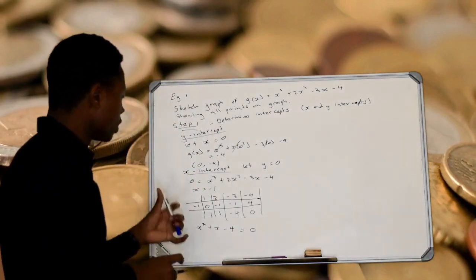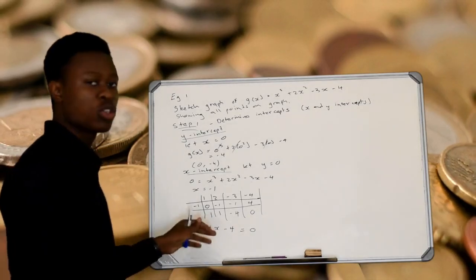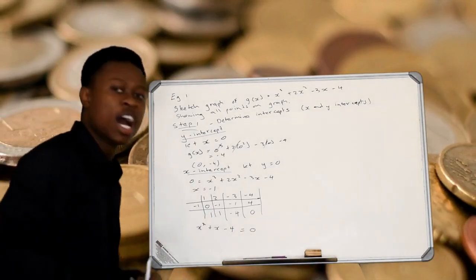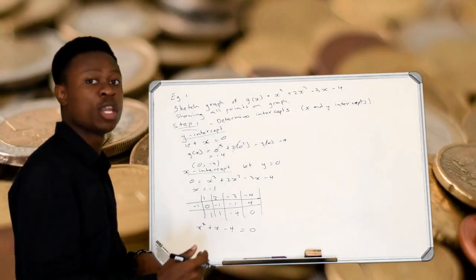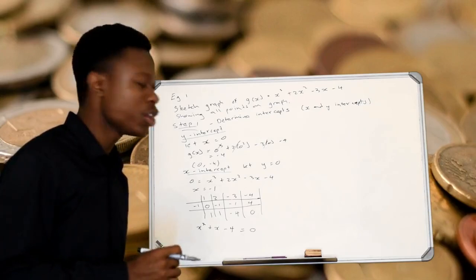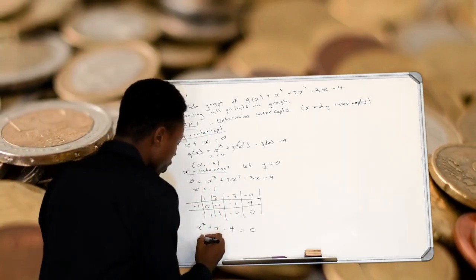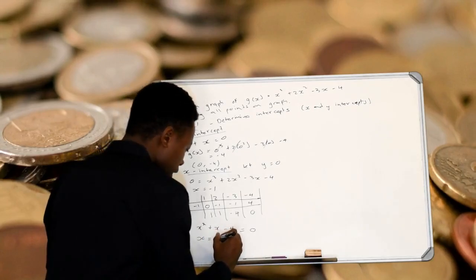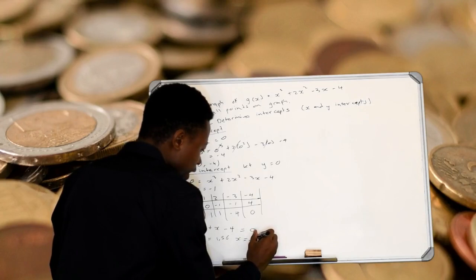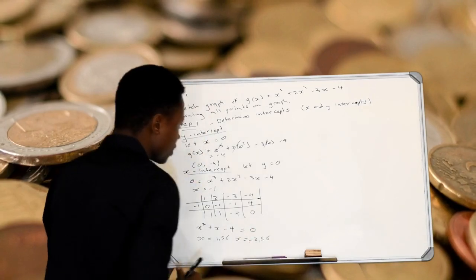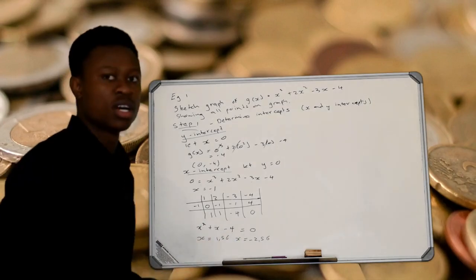Okay, so now I have this equation, right? But now I don't know how to solve this easily. So I bring my quadratic equation. And you should remember this. I'm not writing it down anymore. You should remember the quadratic formula at the back of your mind. So my quadratic formula will give me x is equal to 1.56 and x is equal to -2.56.